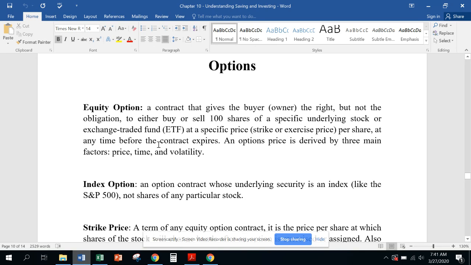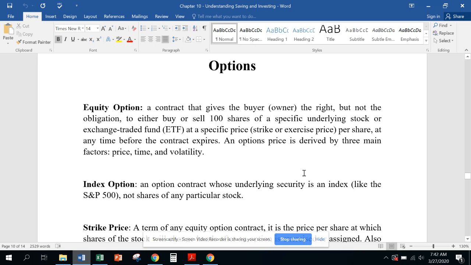Now, all options contracts have an expiration date. And in the different styles of options, you can either execute that trade anytime before the expiration date, or there's some type of options where you can only execute on the expiration date. And we'll get into that difference later.